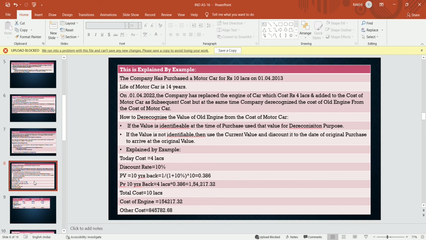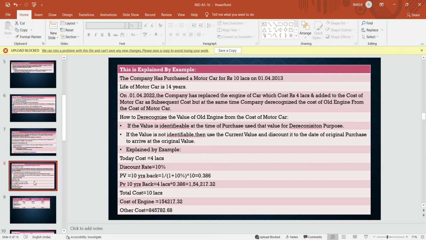If it is directly identifiable, then we will take that value for derecognition purposes. But if the cost is not identifiable separately, then the company will follow the discounting factor to derive the original cost of that engine at the time of purchase.